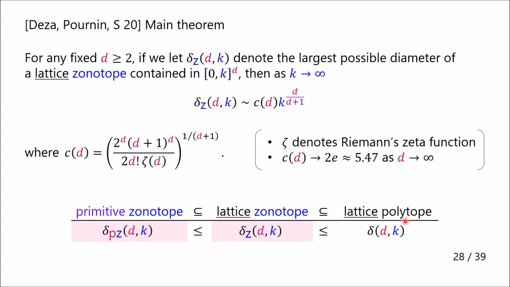And please recall that what we wanted to know was the behavior of delta(d,k), but what we revealed here is the behavior of that of lattice zonotopes, and by focusing on its special case, primitive zonotopes.